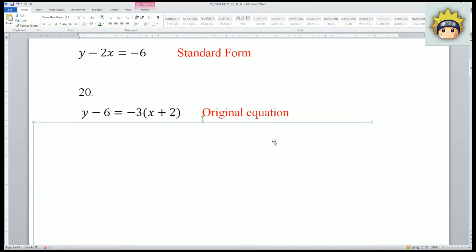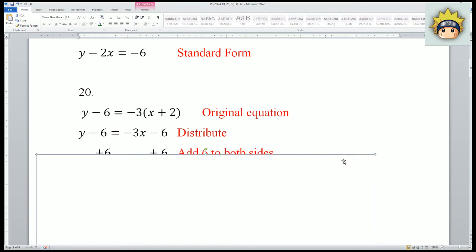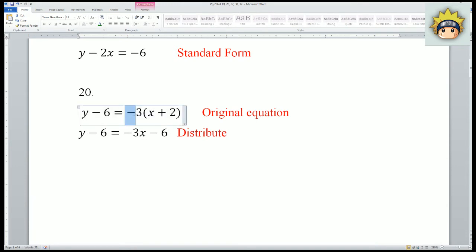The next problem, number 20. y minus 6 equals negative 3 parentheses x plus 2. That is my original equation. Same thing as before, I have it in point slope form. After I have it in point slope form, I have to distribute. So I do that. Negative 3 times x is negative 3x. Negative 3 times 2 is negative 6.